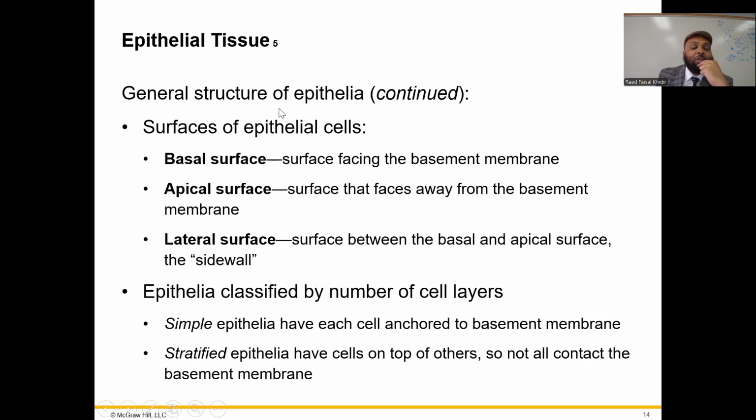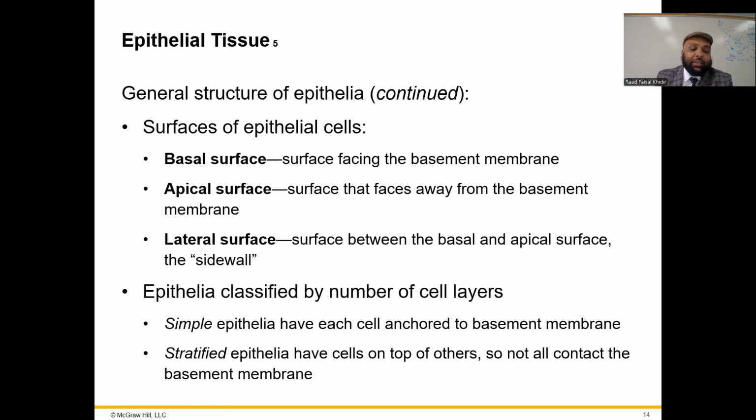What is the general structure of the epithelium? The epithelia have two surfaces: a basal surface, which is the surface facing the basement membrane, and an apical surface that faces away from the basement membrane. And there's a lateral surface between the basal and the apical surface, known as the sidewall.